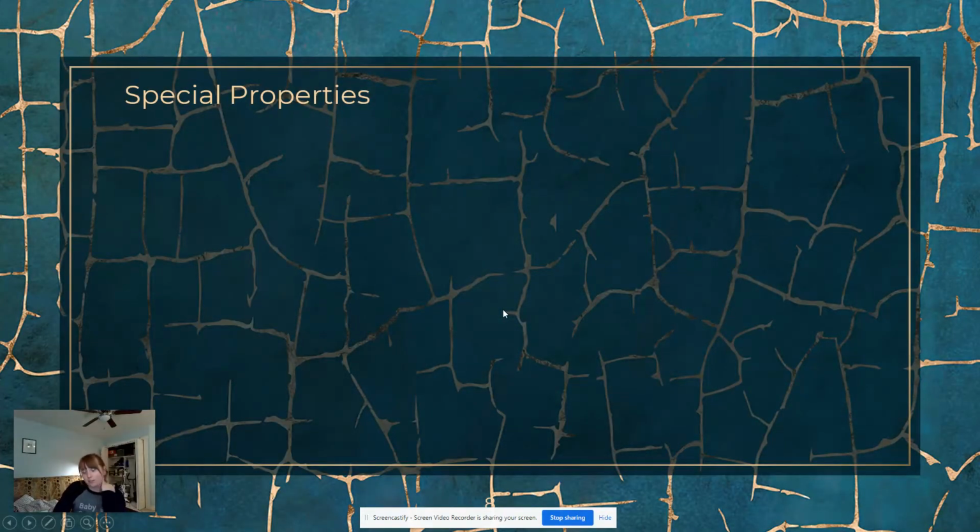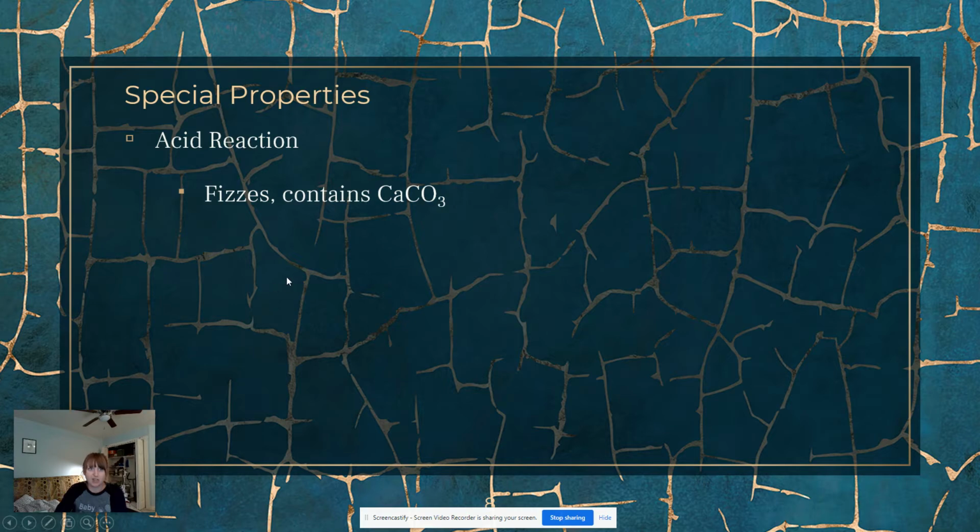Okay, so then there are some special properties. It's not an extensive list, but it's some common special properties that you can look at. So you can determine if the mineral contains calcium carbonate by dropping some weak acid on the sample. So some weak hydrochloric acid, if you drop that on the sample, if it fizzes, it contains a significant amount of calcium carbonate.